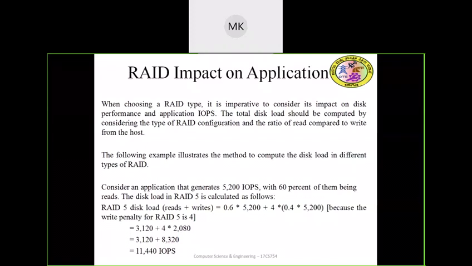Consider an application that generates 5200 IOPS with 40% of them being writes. The disk load in RAID 5 is calculated as follows. RAID 5 disk load equals reads plus writes, that is 0.6 into 5200 plus 4 into 0.4 into 5200, because the write penalty for RAID 5 is 4. So that is 3120 plus 4 into 2080, 3120 plus 8320, that is 11440 IOPS. That is the impact on disk performance and application.